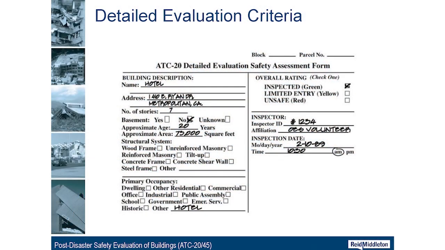So here's our detailed evaluation form. Similar to the rapid form, there's probably some discrepancies between what's in your handout, but there's a building description information, a little bit more detailed: number of stories, basement, approximate age in years, the structural system, what's the type, the occupancy, that was also in your rapid form, the overall rating, inspector ID, date, all the sort of administrative stuff.